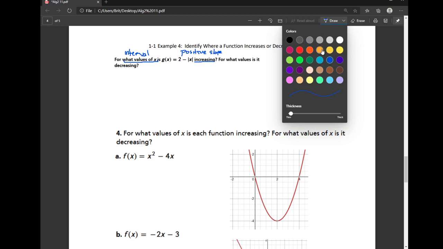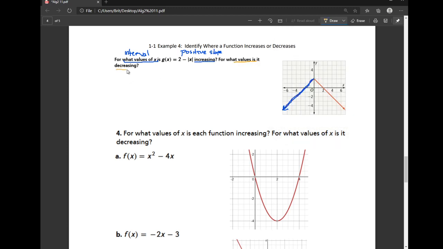Then the second part of the question asks for what values it is decreasing. That's of course going to be looking for a negative slope. Now this example is fairly similar to the last one in that there's a section that is not defined as positive nor negative. We identify that as the part where the slope changes direction. So right here at the very vertex of the V, there's actually no slope at 0 because it's changing from positive to negative.